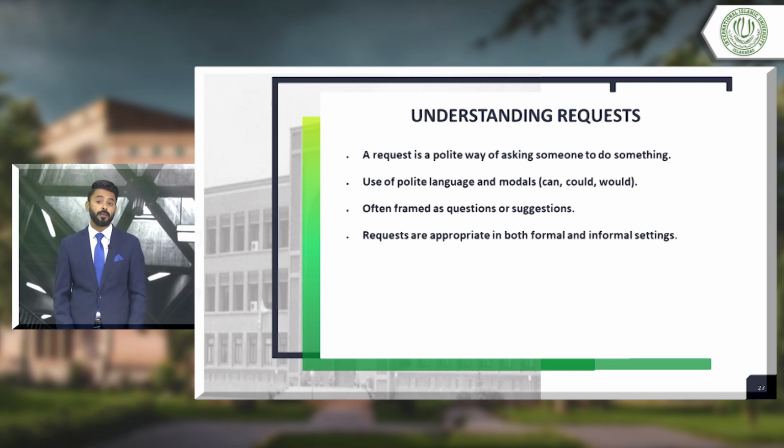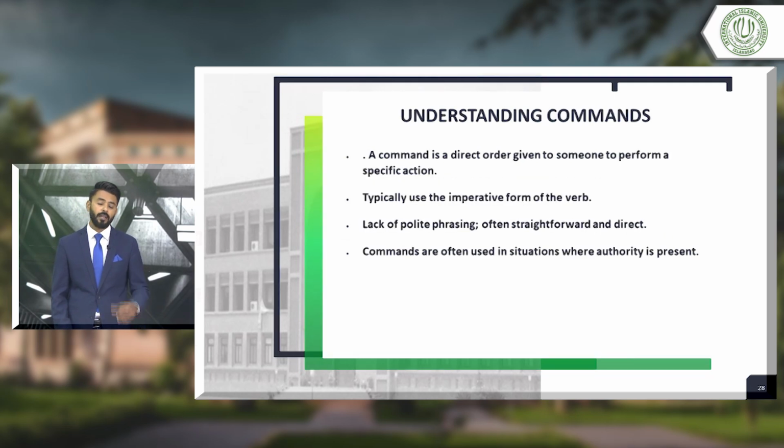Then requests are appropriate in both formal and informal situations. So requests can be made in both formal and informal settings. But when it comes to commands, they use direct language. Of course they lack that politeness which is available in requests, and they use the imperative form of the verb, which is usually the first form, like do that, go and fetch that, come here. So this is called the imperative form of the verb. And as I said earlier, commands, if compared with requests, of course lack politeness.